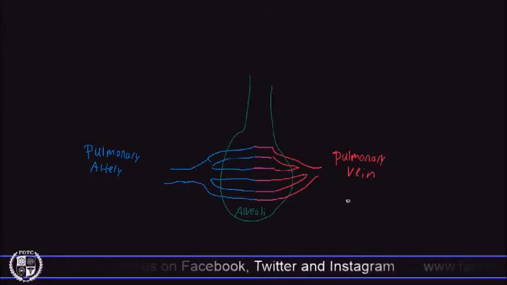represented by the green. Now we have our pulmonary vein, which is the red, and it ends up going into your left atrium and your left ventricle, which pumps that blood throughout the rest of your body.